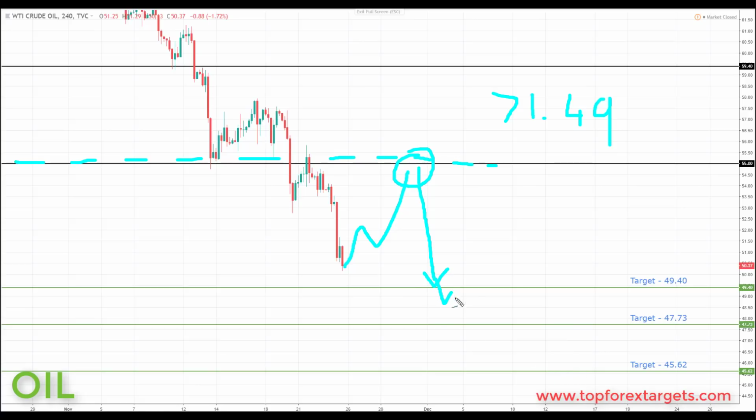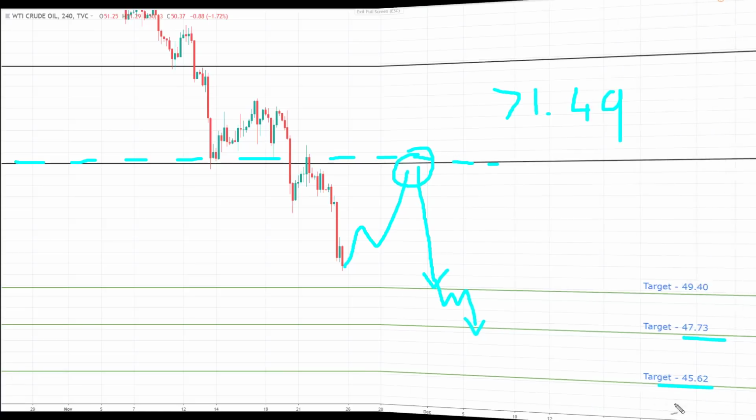And if we get a break through here, we're going to be looking down towards the next key area of support to the downside and target 2 at the 47.73. Now, oil has been moving so much to the downside that we do have a third target down here as well in case we break through those first two targets. So if we do get a break through these targets here, we're going to be looking down towards the third target to the downside at the 45.62.